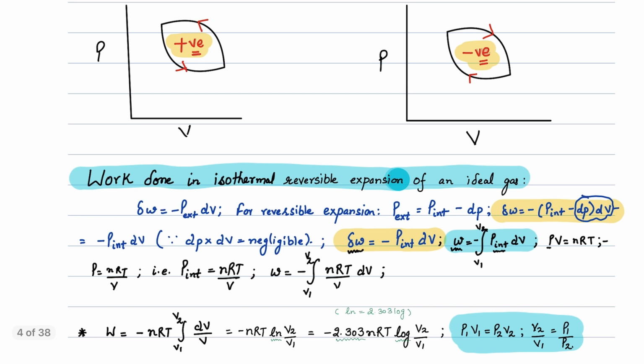Now let us try to understand if we are able to answer these two graphs, whether the work done covered under these graphs is positive or negative. Now consider them one by one. First of all, let us consider the upper line. We are moving from right to left. So if we are moving from right to left, that means we are decreasing the volume. That is an example of contraction.